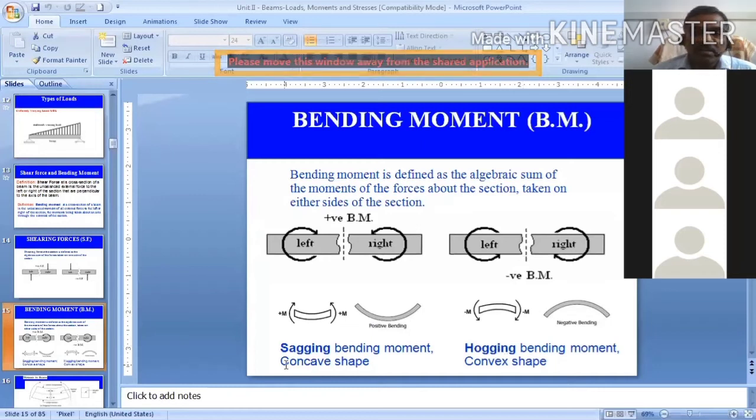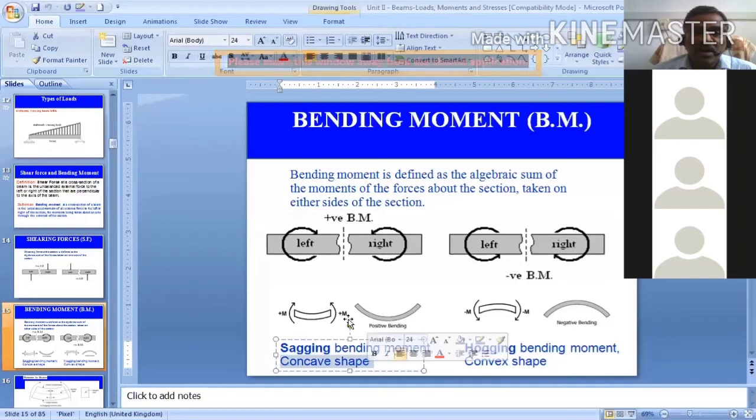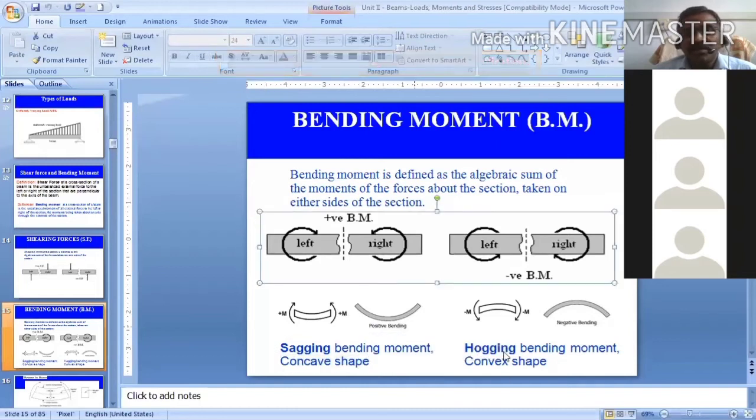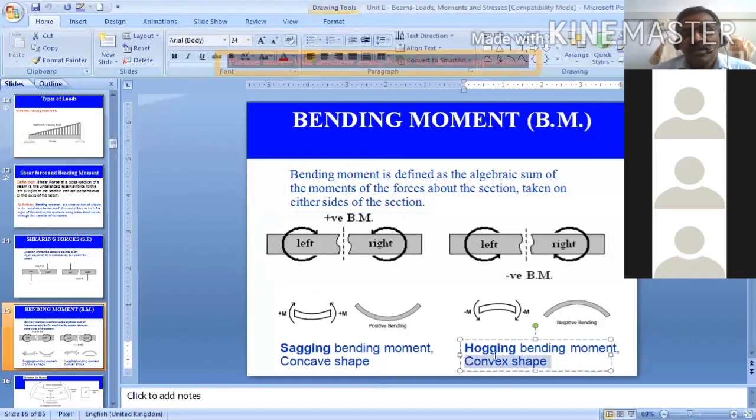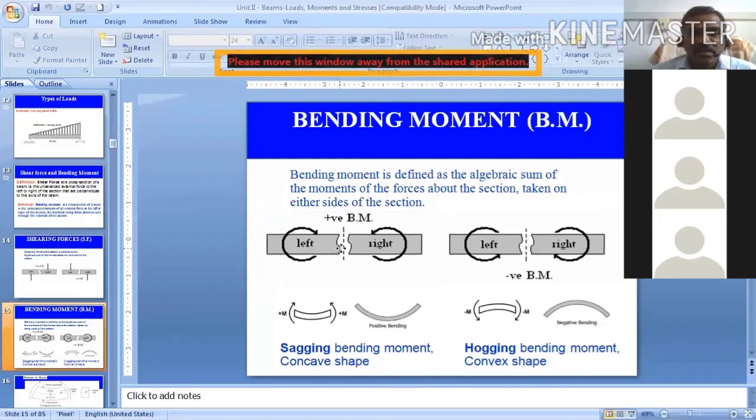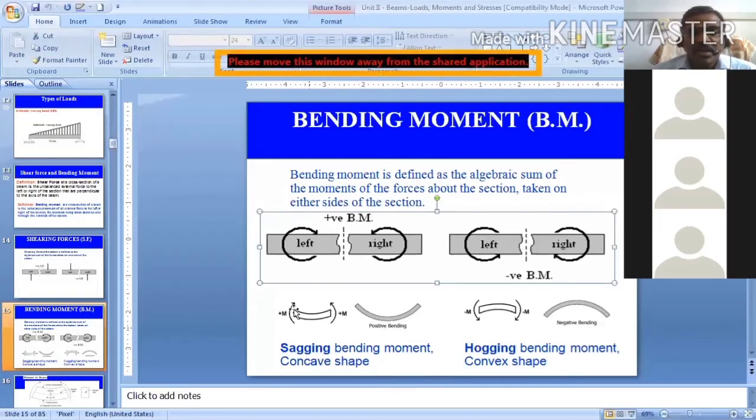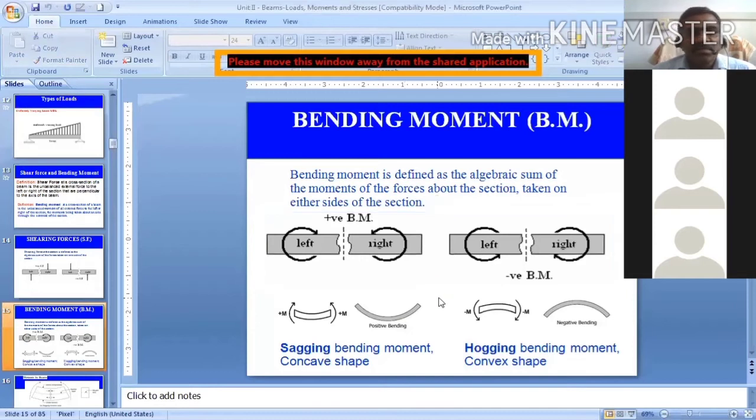So this is concave. Concave means sagging, that is sagging bending moment. If it is a convex shape, that is hogging bending moment, and that is taken as negative. Positive means sagging bending moment, and it is concave in shape. So you have to remember this. Whatever kind of bending moment is acting, you can identify whether it is sagging or hogging, positive or negative.